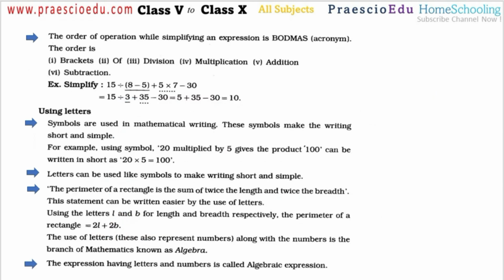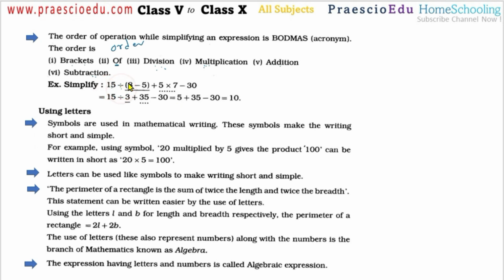The order of operations while simplifying an expression is BODMAS. Brackets, then of, sometimes called orders or indices, which means something with multiples, has to be carried out first. Then division or multiplication, either one, depending on the left side, and then addition and subtraction, either one, depending on the left side. Then simplify like this one.